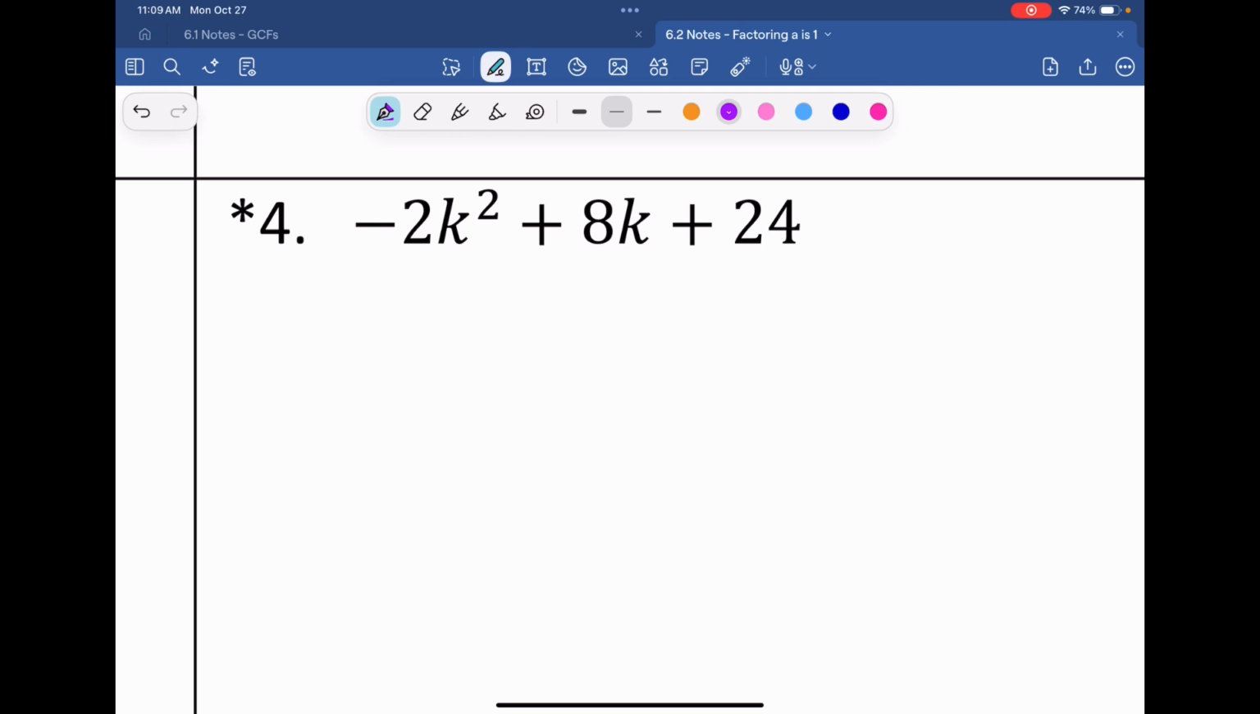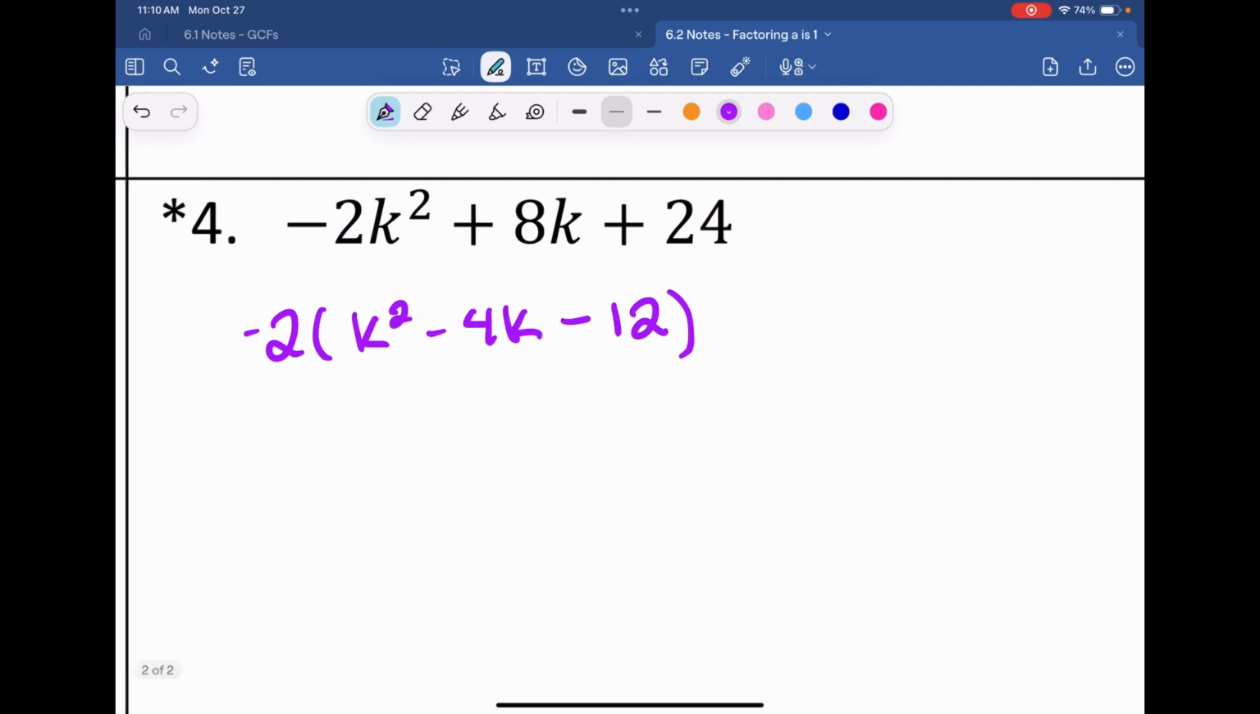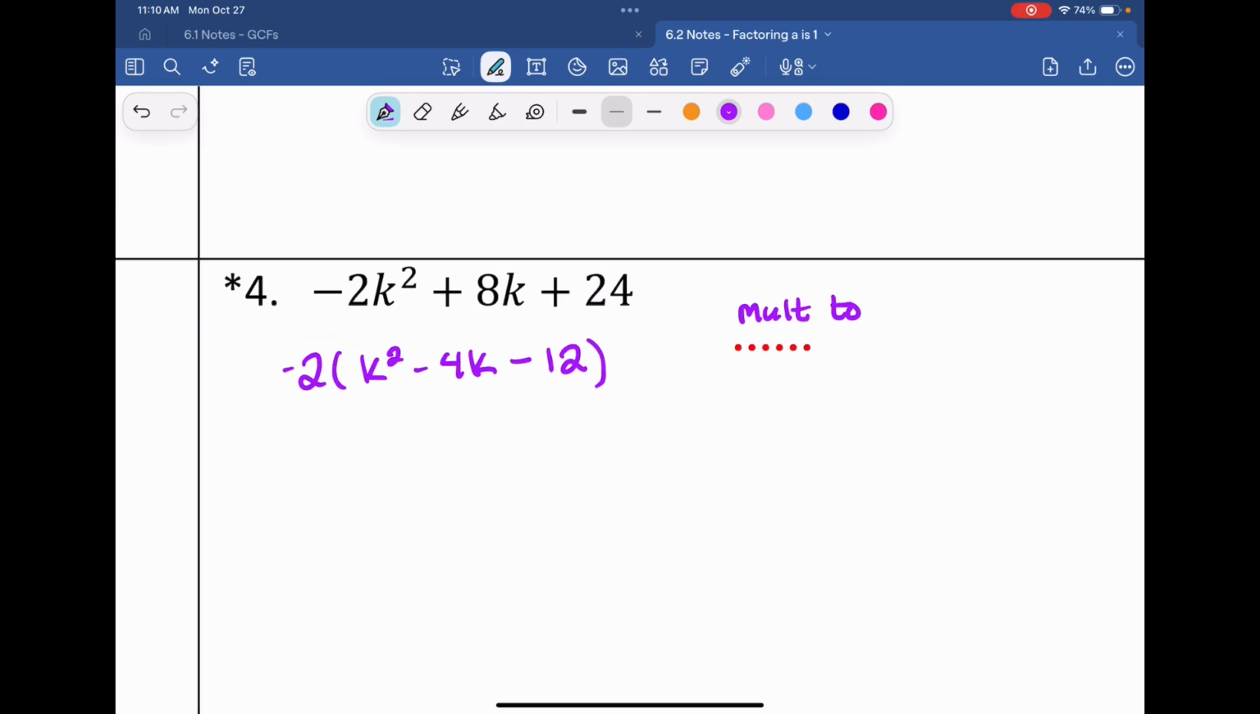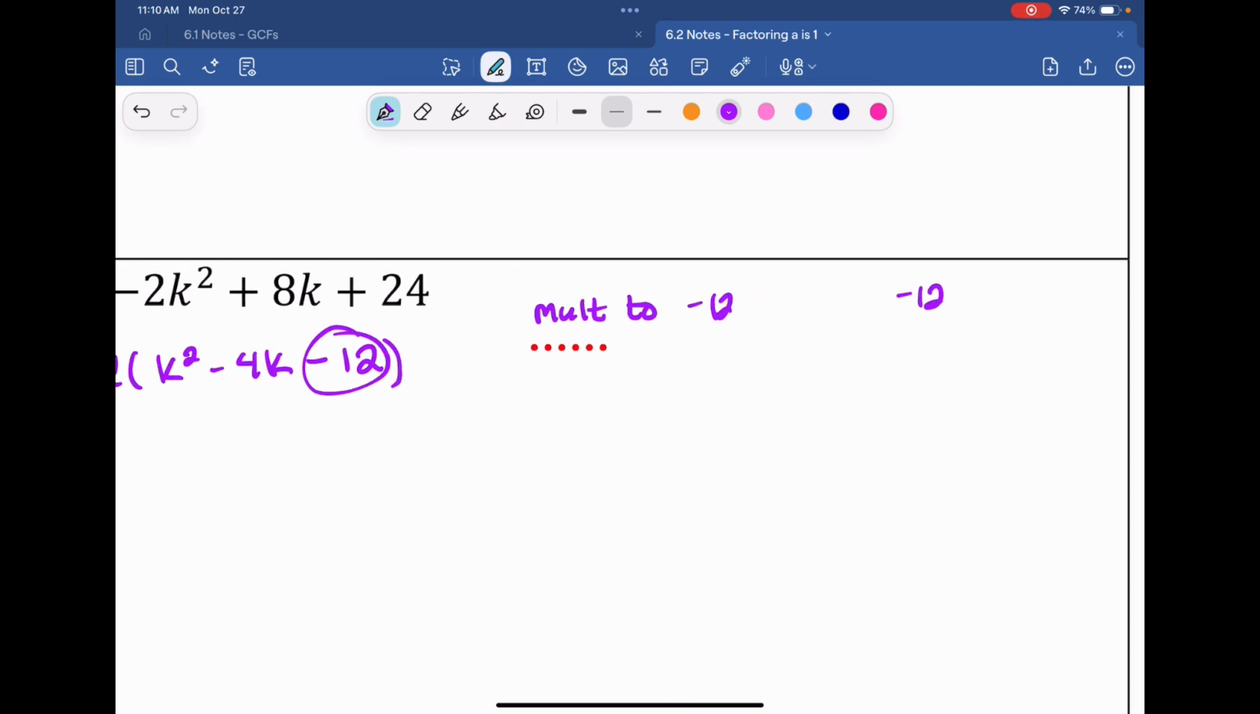All right, leading coefficient here is a negative 2. So I'm going to go ahead and factor that out. So it's a positive k squared, negative 4k, negative 12. Okay, so we want factor pairs that multiply to negative 12. Okay, that's my c right here.